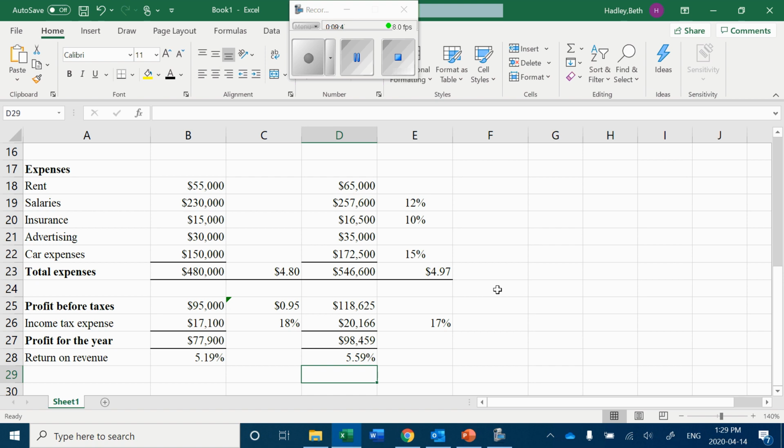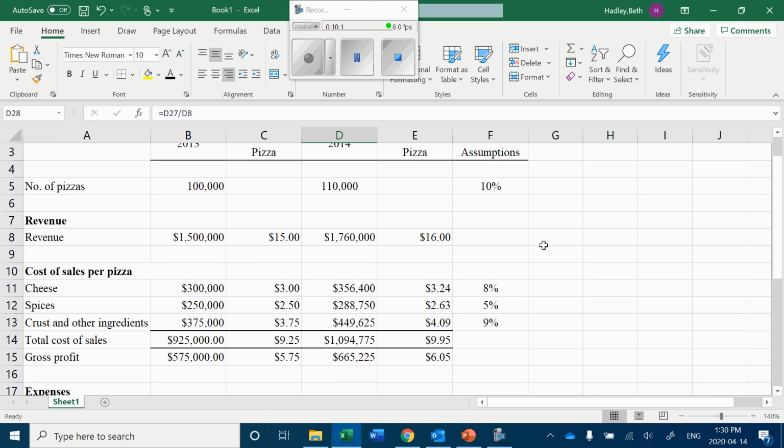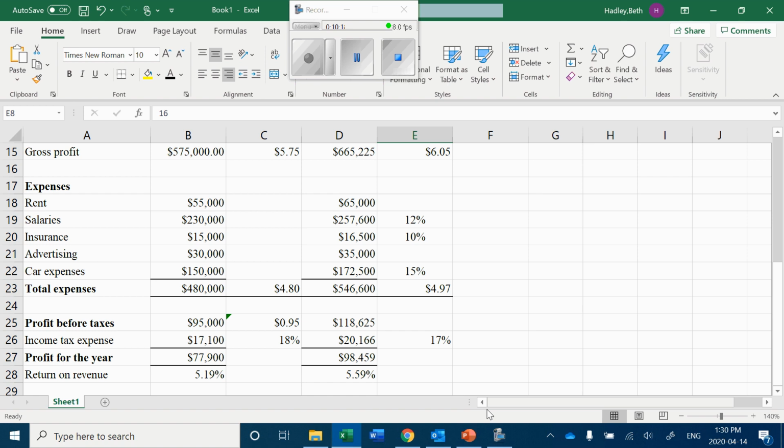And which one's giving you a better year? The return on revenue for 2013 is 5.19%. The return on revenue for 2014 is 5.59%. That's better. So even though we've had an increase in some of these costs, because we also increased the price on our pizza by $1 on average, we have a better return. Okay, that is exercise 2.